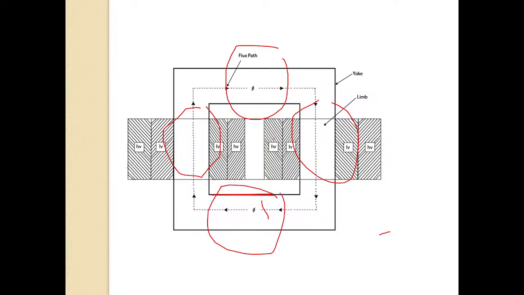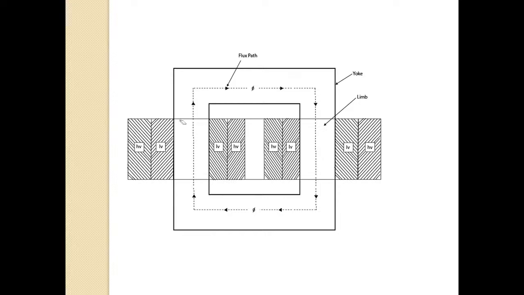The windings are placed in such a way that we don't want any leakage of flux. Even though flux is induced in the core, there will be leakage of flux while traveling from one limb to another limb.